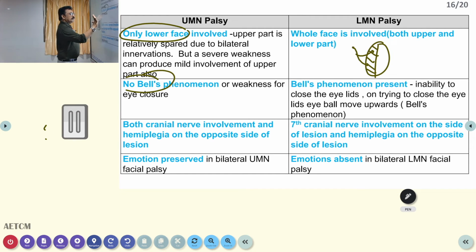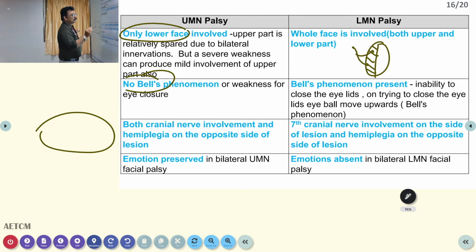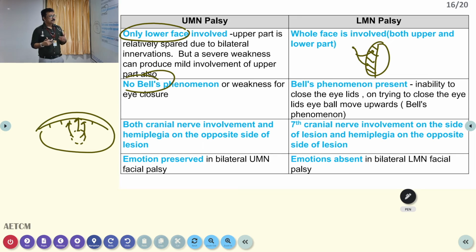So when you are trying to close the eyelid, normally the eyeball moves upwards and you are not able to close the eyelid. So what happens? You can see the eyeball is rolling upwards. This is a normal phenomenon occurring, but it is very visible to us because the patient is not able to close his eyelids. That phenomenon is called Bell's phenomenon.